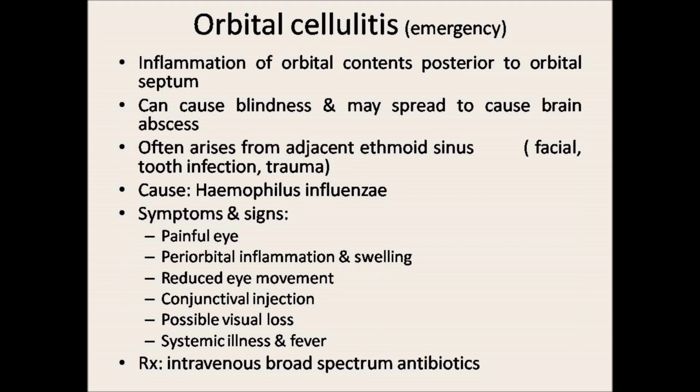Orbital cellulitis, an emergency. Inflammation of orbital content posterior to orbital septum can cause blindness and brain abscess. It arises from adjacent ethmoid sinus, Haemophilus influenzae. Symptoms and signs: painful eye, periorbital inflammation, swelling, reduced eye movement, conjunctival injection, possible visual loss, systemic illness and fever. Treatment: intravenous broad spectrum antibiotics.